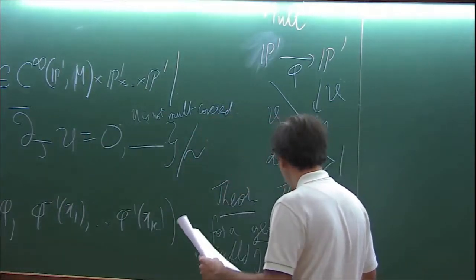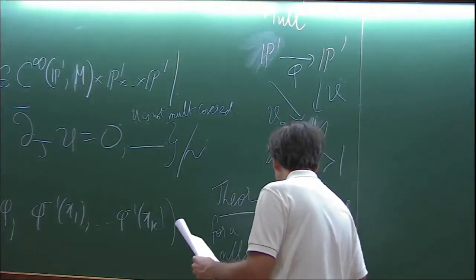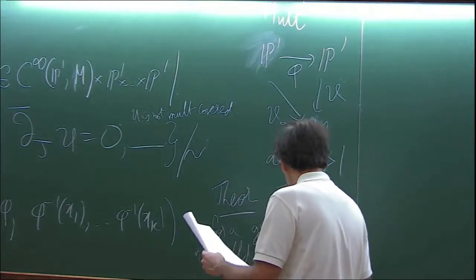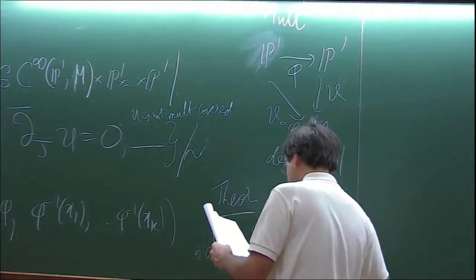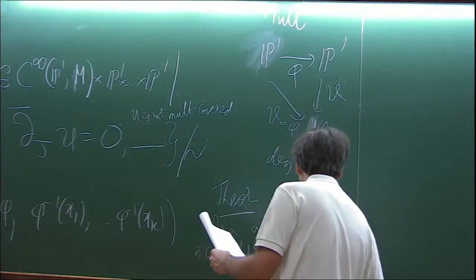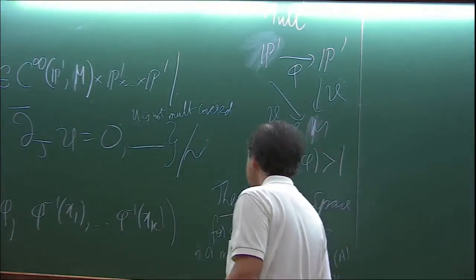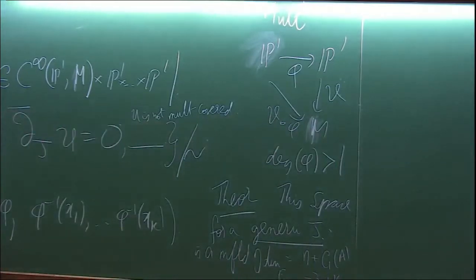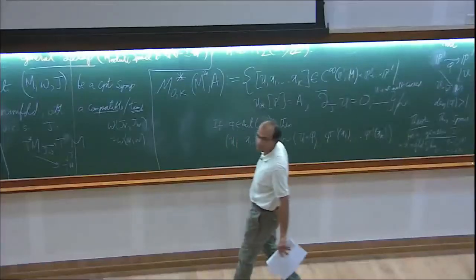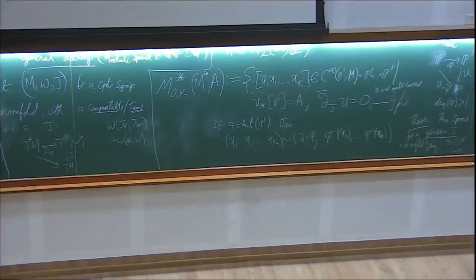So the expected dimension is, complex dimension, n plus c1 of A minus 3 plus k. So this is the complex dimension. And what is n? M is a symplectic manifold of real dimension 2n.